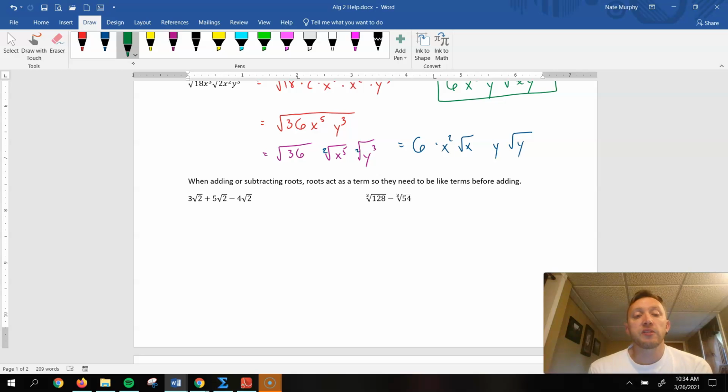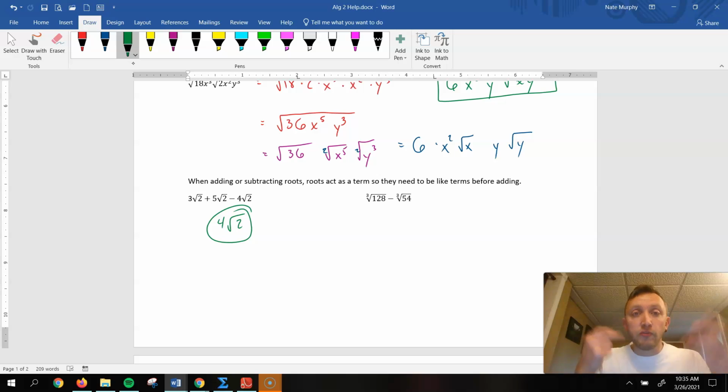With this first one, I just kept it simple. This is an example that I made up just so you could see the concept. Here all of these are square roots of 2, so now we can combine those. 3 plus 5 would be 8, and 8 minus 4 would be 4, so we'd have 4 square roots of 2. Your answer would just be 4 square root of 2. Don't do anything with the square root of 2 underneath there. They're just like terms. Think of them like an x.